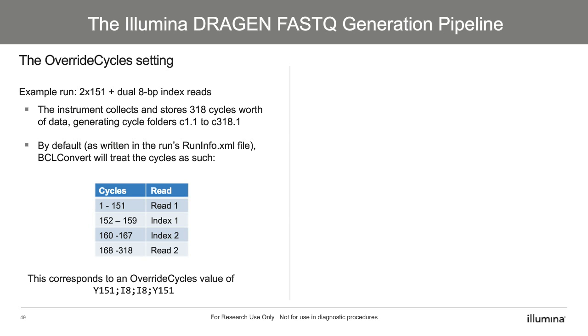to C318.1. Now, by default, as is written into the RunInfo.xml file, BCL Convert is going to treat the cycles in the following way. Cycles 1 through 151 are going to be considered read 1. Cycles 152 to 159 are going to be index 1. Cycles 160 to 167 are going to be index 2. And cycles 168 through 318 are going to be read 2. So now the override cycles value is going to look like this: Y151, I8, I8, Y151.